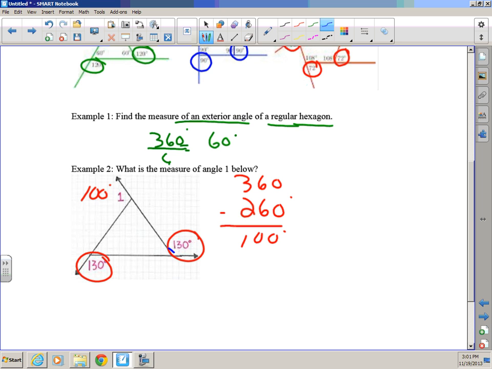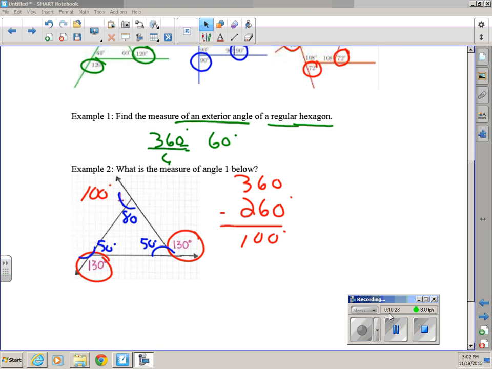If this angle is 130, the angle adjacent to it is 50, since they form a straight line. This angle is also 50, since they form a straight line. That angle has to be 80, because 50 plus 50 plus 80 is my 180. Well, if this angle is 80, then angle 1 has to be 100 because it forms a straight line. That's a little bit of a roundabout way to get there, but it will work. So remember the rules for the sum of the interior angles and the sum of the exterior angles of polygons.